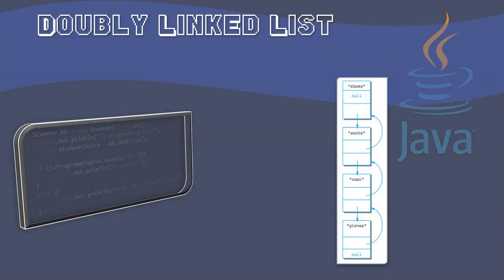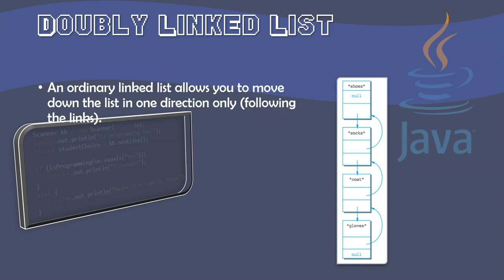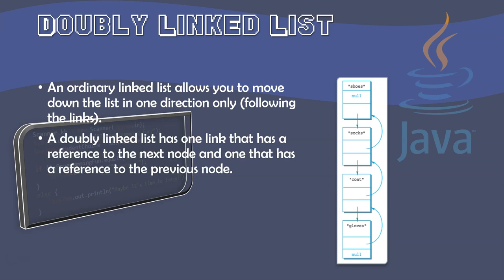So when we look at a doubly linked list, you'll see that the structure is kind of similar to what we already know with a linked list. Now, an ordinary linked list allows us to move down the list in one direction only. We're following the link. So you start at the head node and move your way down. A doubly linked list, though, has one link that has a reference to the next node and one that has a reference to the previous node.